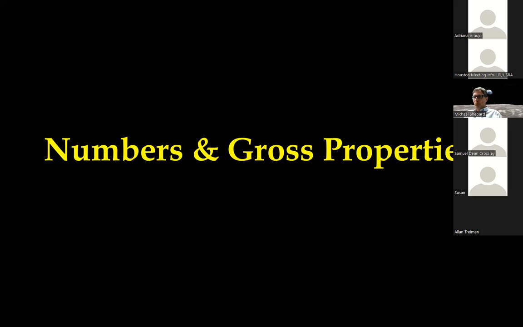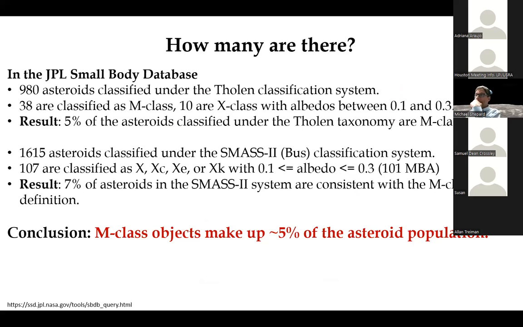So just looking at some numbers and gross properties of the M's, how many are there? I did a JPL small body database search. So if you find all the Tholen classified asteroids in the database, and it's a simple search, Tholen is defined when you do the search. There are 980 Tholen classified asteroids in the Horizons database, and of those, 38 are classified as M, so they were originally classified that way. And then 10 are Tholen X class, which at the time meant they didn't have an albedo, but subsequent information for those 10 X class asteroids has determined they have albedos between 0.1 and 0.3, so they would fall under that classical definition. So that's about 50 out of 1,000, or 5% of the asteroids in the Tholen classification scheme are M class.